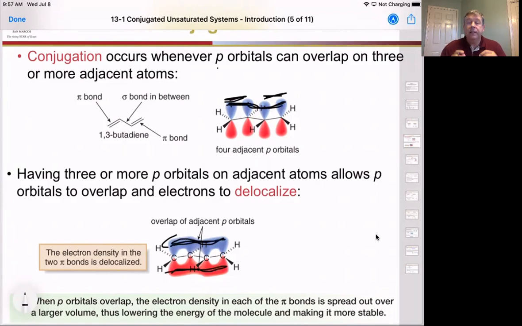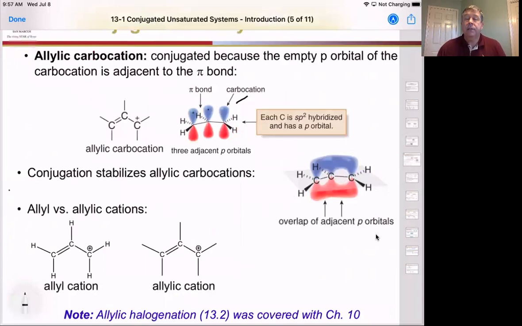This can happen if we have 3 or more p orbitals available to us, and when we do, we can delocalize those electrons over those p orbitals. Let's talk about that in a little more detail, starting with just 3 orbitals. This is called an allylic carbocation. We have a double bond that has our normal number of electrons in it, our pi bond, and then we have an sp2 hybridized carbocation. Remember that our sp2 hybridized carbocation is a trigonal planar structure with an empty p orbital.